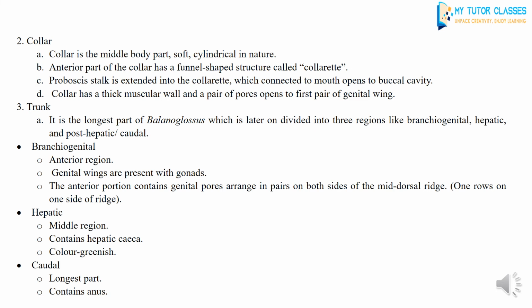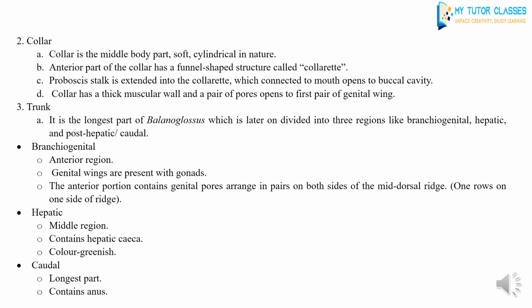Coming to the collar. The collar is the middle body part, soft and cylindrical in nature. The anterior part of the collar has a funnel-shaped structure called the collarette. The proboscis stalk extends into the collarette, which is connected to the mouth opening to the buccal cavity. The collar has a thick muscular wall and a pair of pores open to the first pair of genital wings.